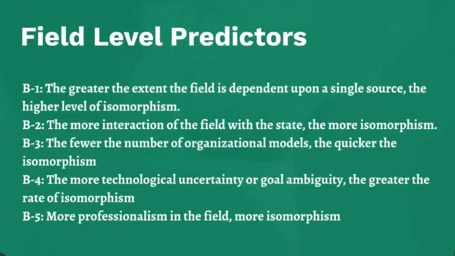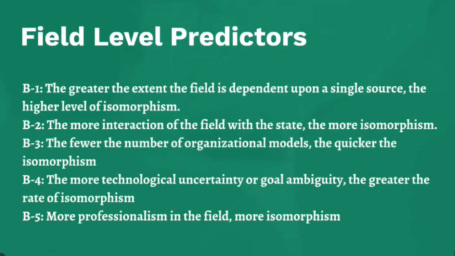Next, we come to the field-level predictors or measures that affect organisations. The first of these states that the greater the extent to which the field is dependent upon a single source, the higher the level of isomorphism. When organisations in a field are dependent on the same suppliers, then these organisations are placed under similar pressures. Secondly, the more interaction of the field with the state, the more isomorphism. Here we talk about how organisations in a field adopt and conform to the state rules and regulations.